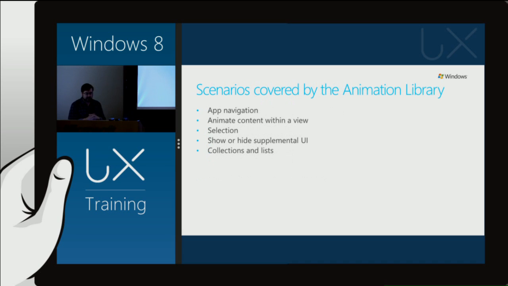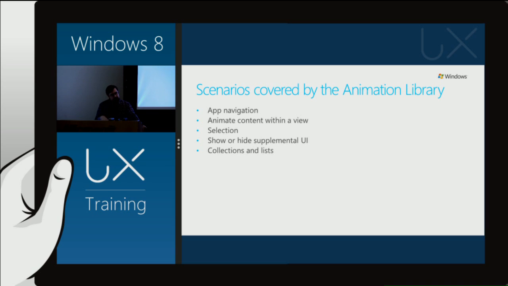So let's look at some of these scenarios. The first bucket is really around app navigation. This is about entering the app and moving from one page to another. The second bucket of scenarios is all around animating content within a view. So you have a page, but maybe you haven't loaded all of your pictures yet, or you have some news articles that you're streaming in, and you want to stage those in some sort of animated way to come in.